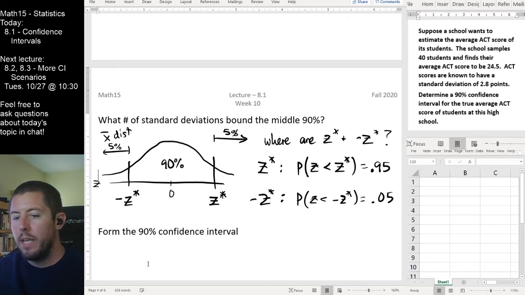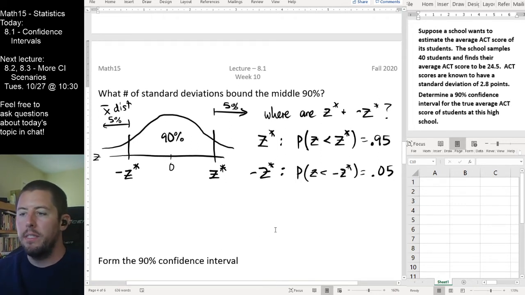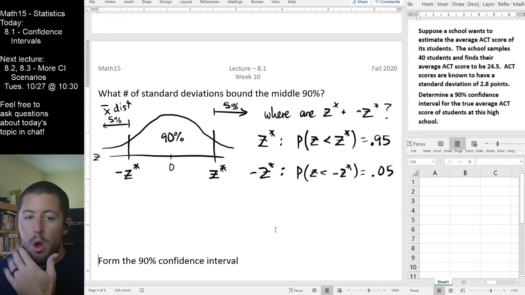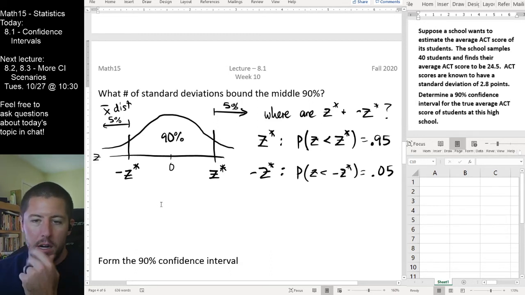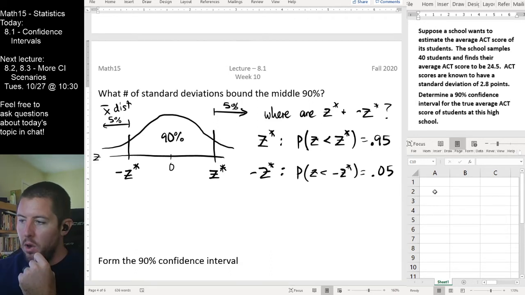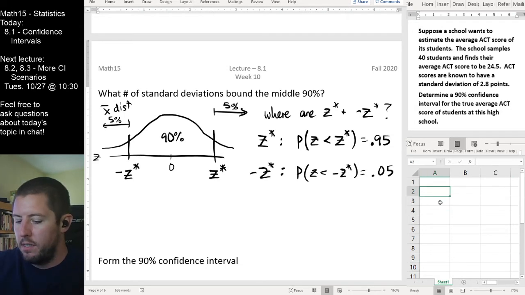So I'm going to go into Excel right now and see if I can compute these. Remember, not a guess, I know this is true: the numbers associated with z star and negative z star are the same. It should just be positives and negatives that change. So I'm going to find z star and negative z star.